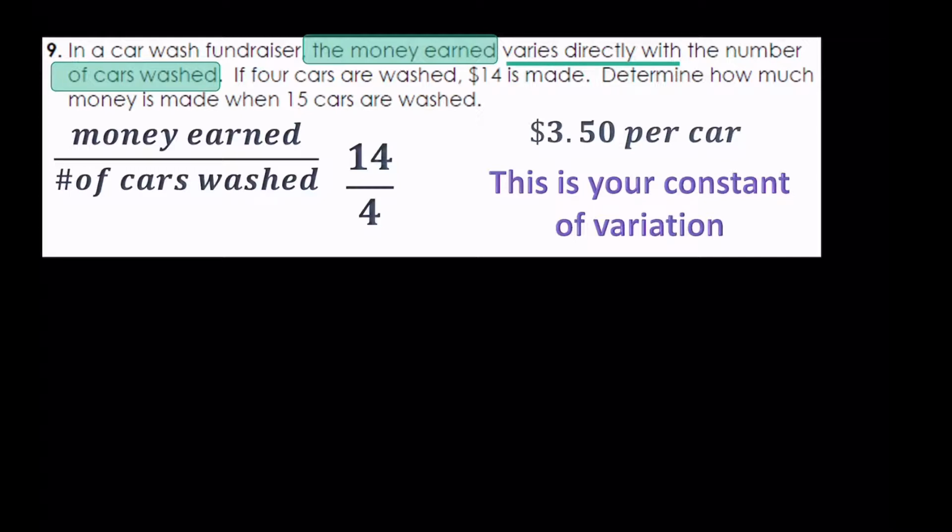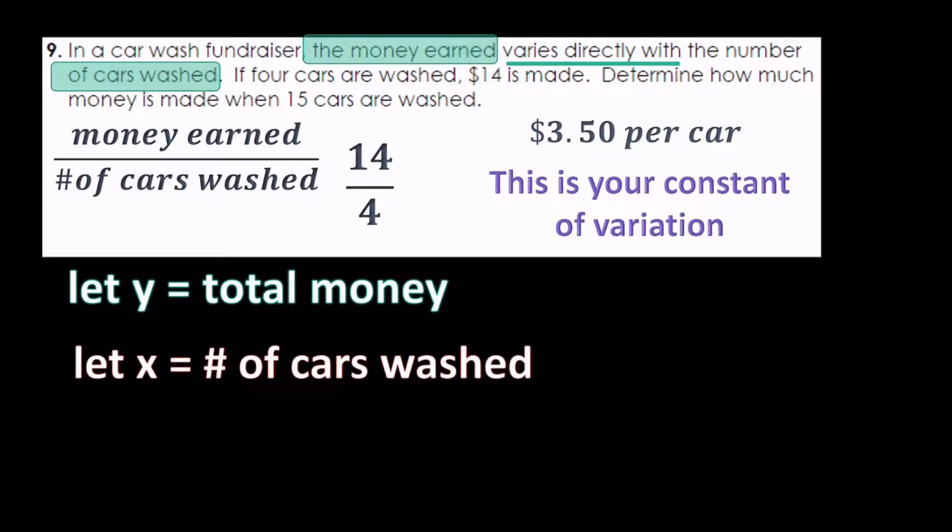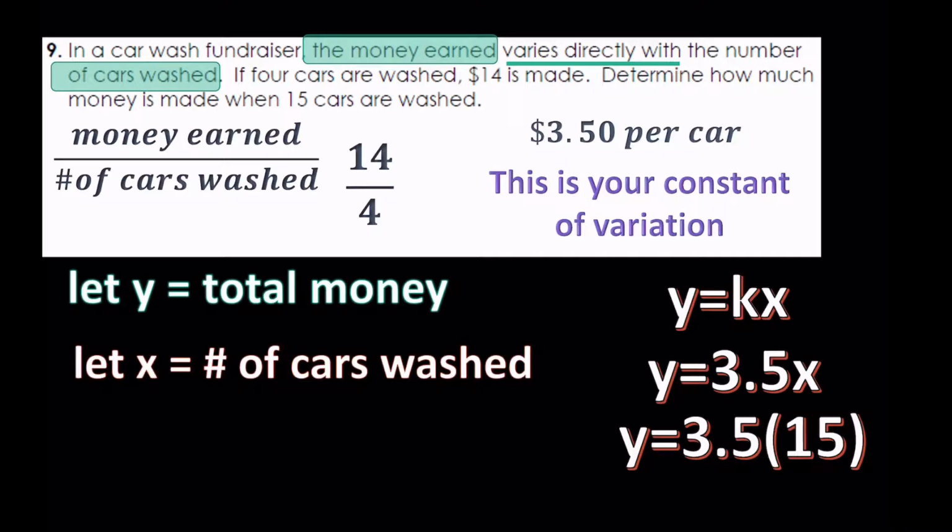Okay? So remember, y is your total money. X is the number of cars. So if you did y equals 3.5x, that would tell you how much money you'd earn. Well, they told me I washed 15 cars. Remember what cars was? Cars was your x. So I can replace x with 15. I can multiply by 3.5. So I know I earned $52.50. That's the whole point of doing this, so that we can then plug in a value and figure out how much we might make or how much something might cost.